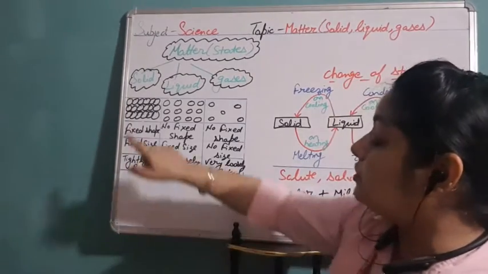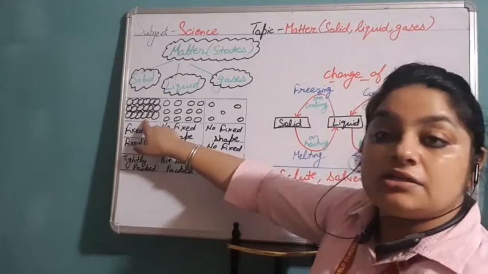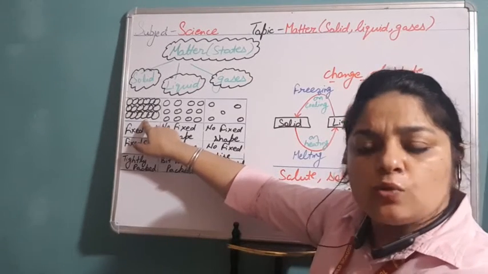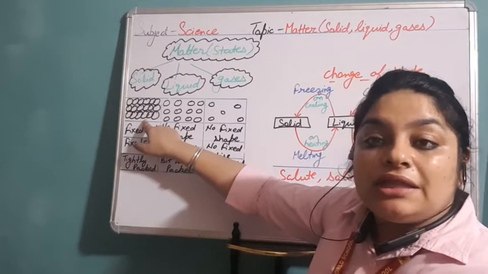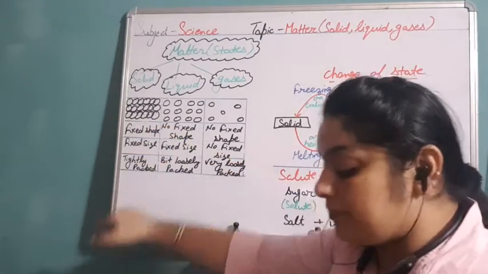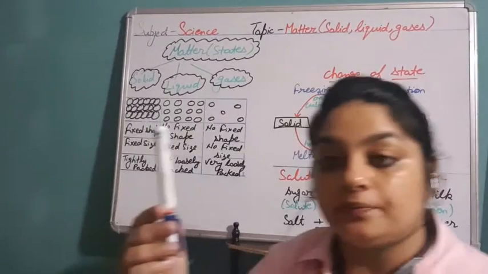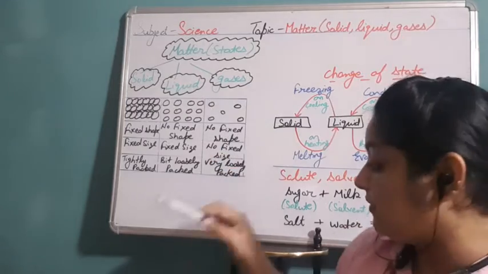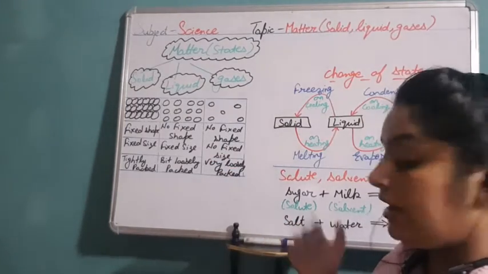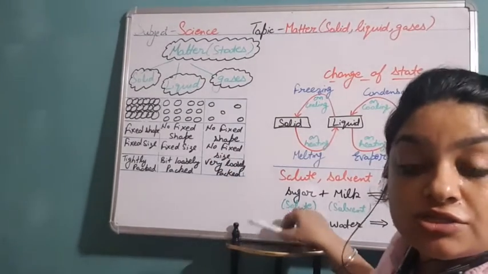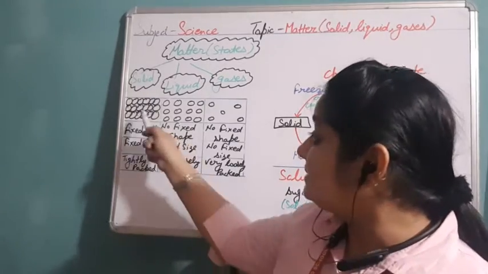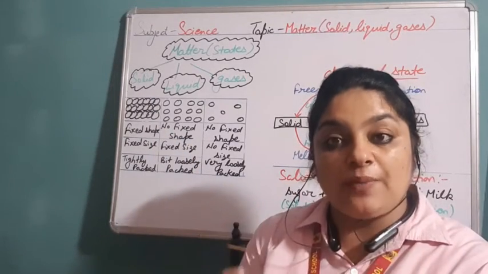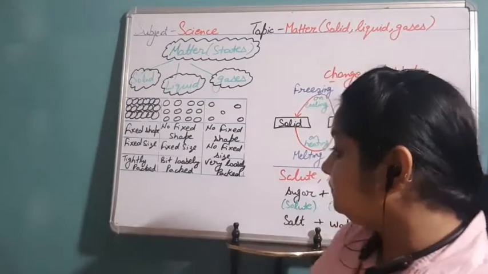This intermolecular space, in case of solid, is kind of negligible. They are very tightly packed, very closely packed. That's why they have fixed shape. For example, I have this marker. When it is in my hand, its shape is the same. If I keep it over there, its shape is still the same. Shape is not changed because the particles are very tightly packed. That's why all solids have fixed shape and fixed size.